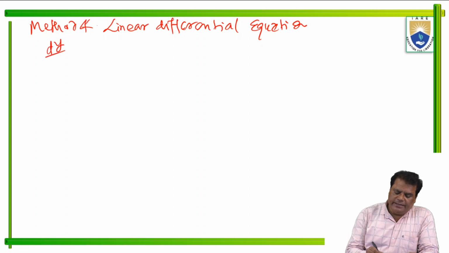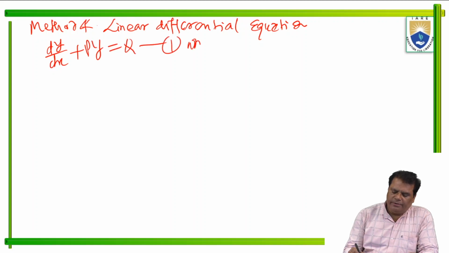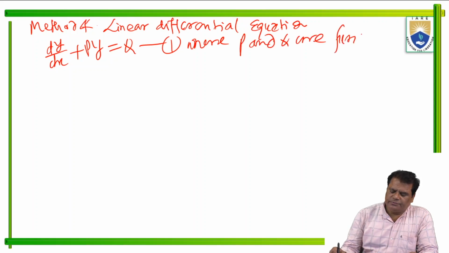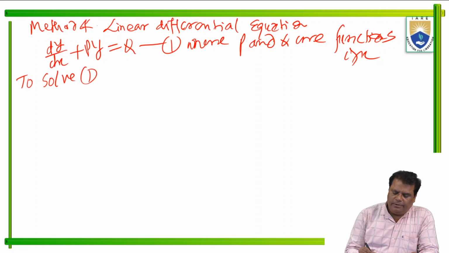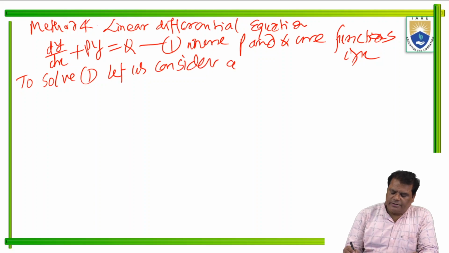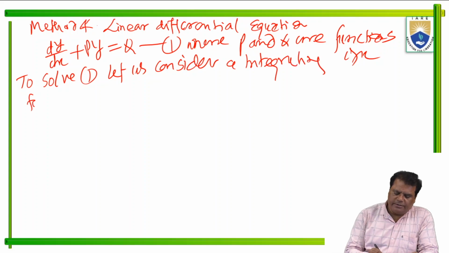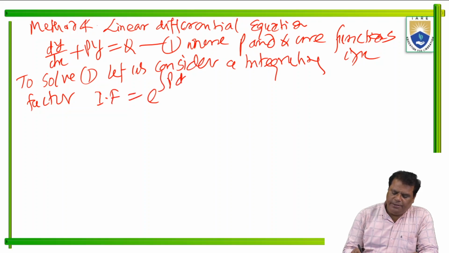That is dy/dx plus Py equals Q, where P and Q are functions of x. Now, to solve equation 1, let us consider an integrating factor, IF, equal to e to the power integral P dx.